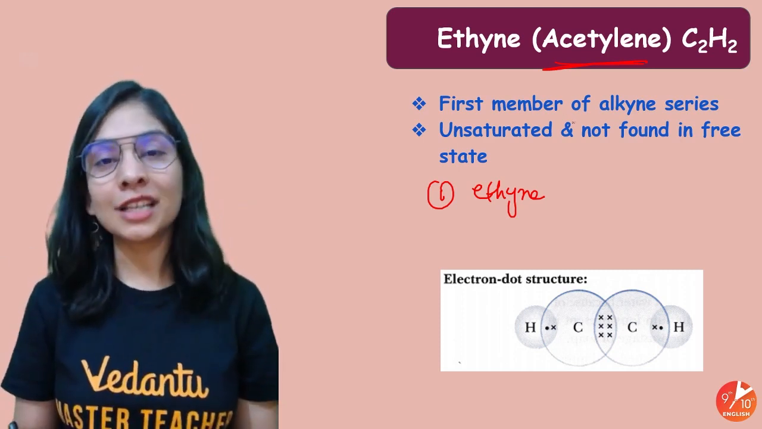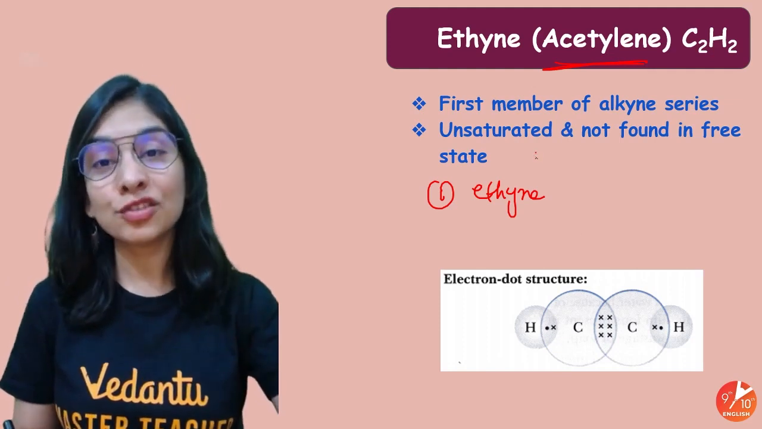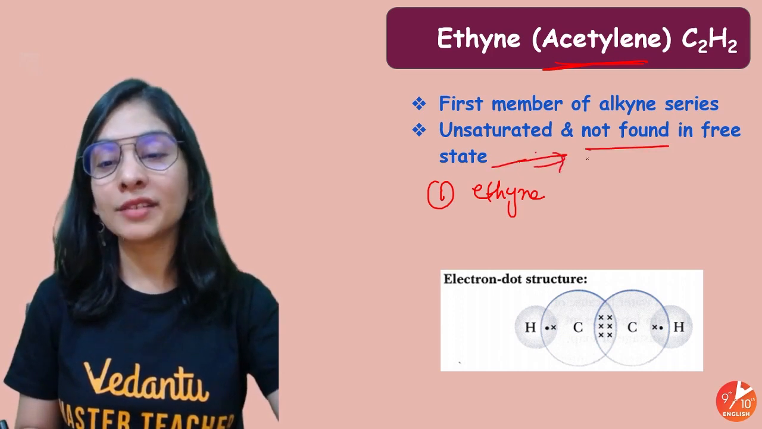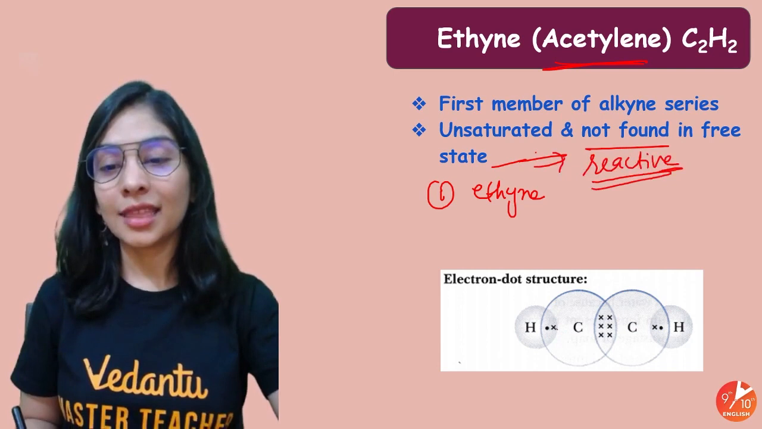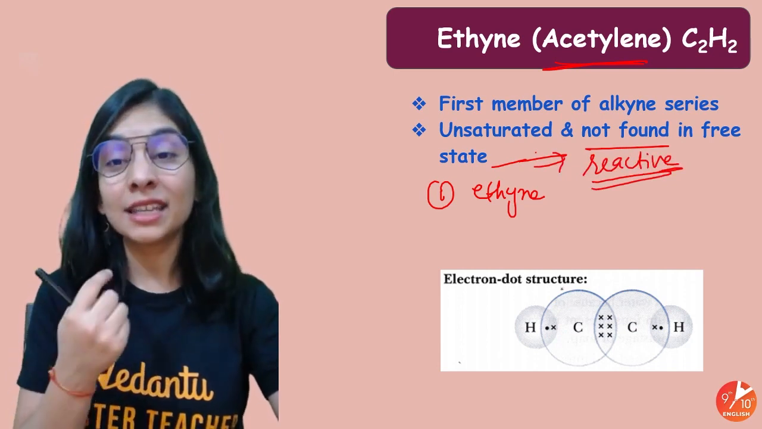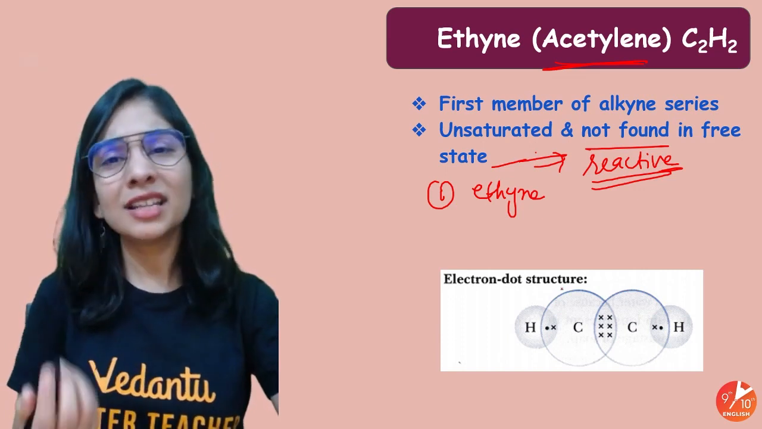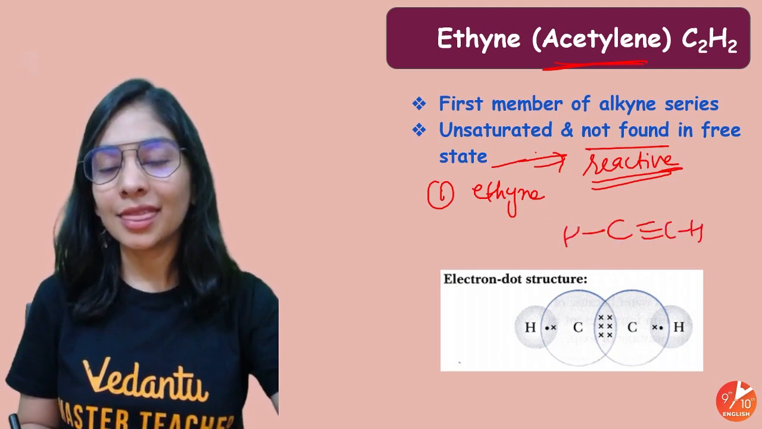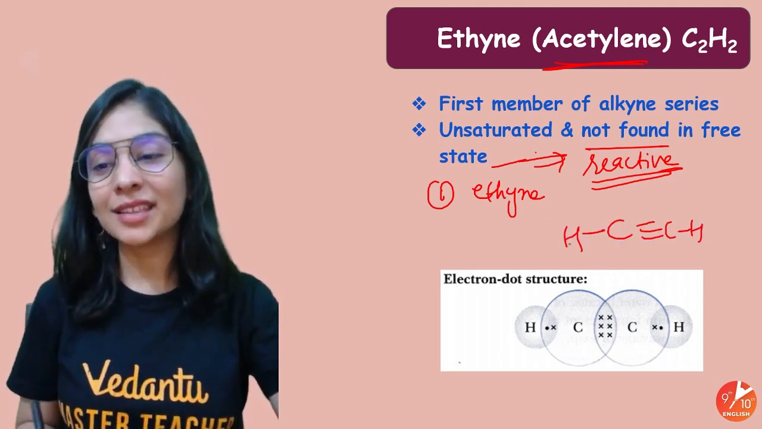All right. First member of the alkyne family, structure we had already discussed. Unsaturated, definitely, because there's a triple bond. Not found in free state because it's quite reactive in nature. This is the electron dot structure. At least for ethyne and ethene, you should know the electron dot structure, and it's pretty simple. If you know the structure, you just need to pretend that you'll try to draw the electron dot structure, assuming this structure only.